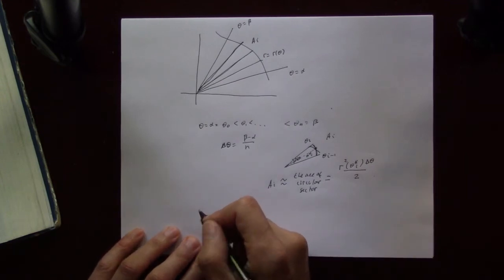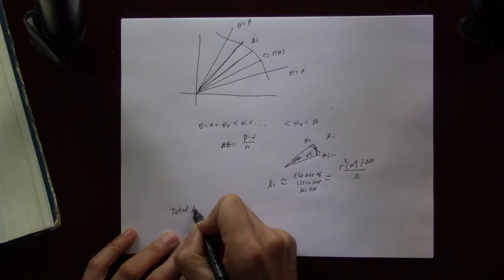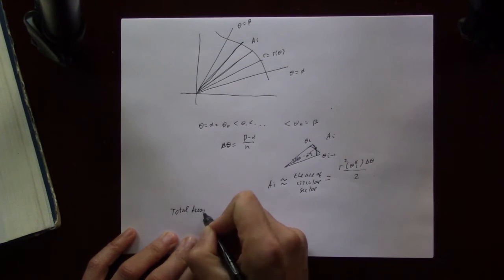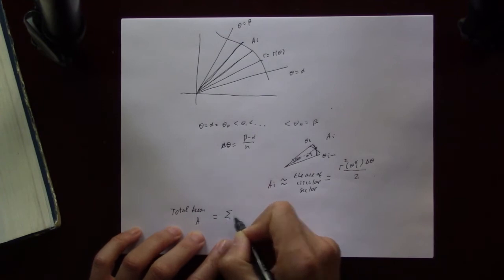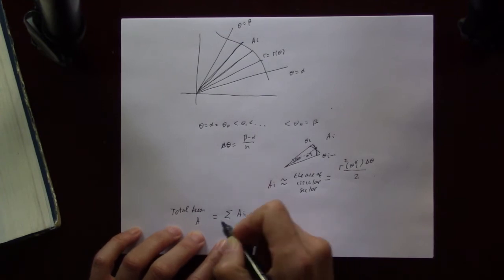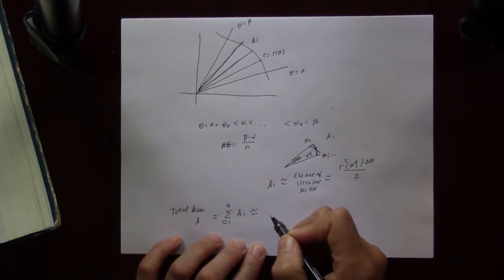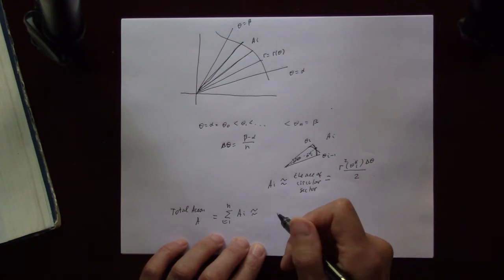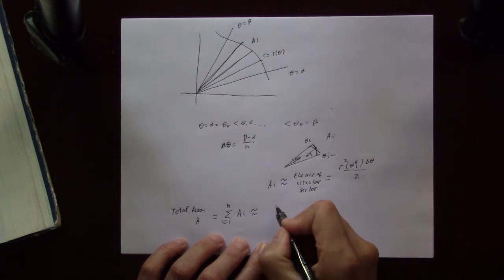So what we got now is that the total area is going to be equal to the sum of partitions, and we approximate each small partition by the thing which we just did.